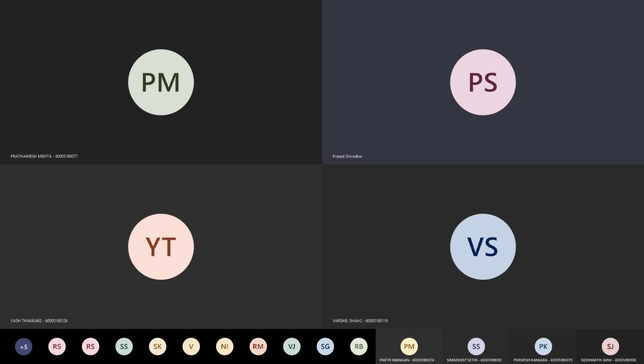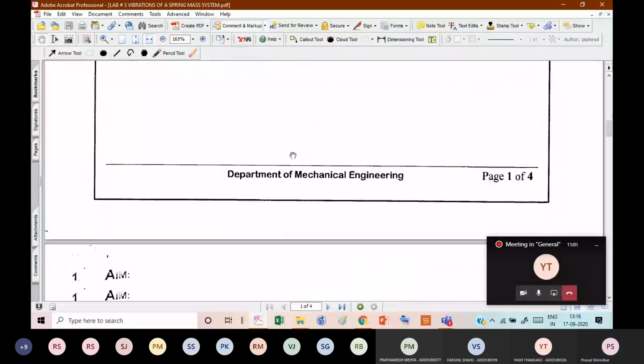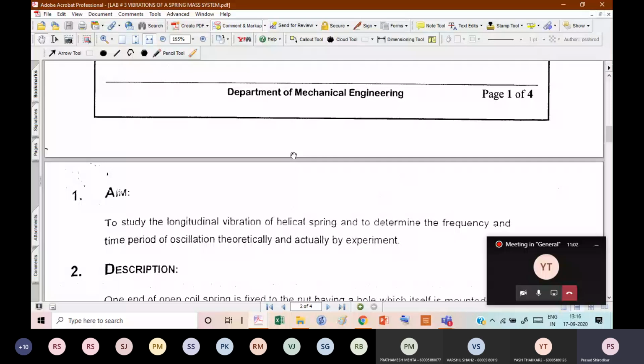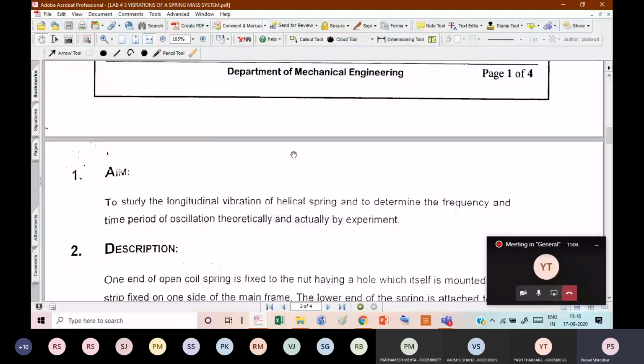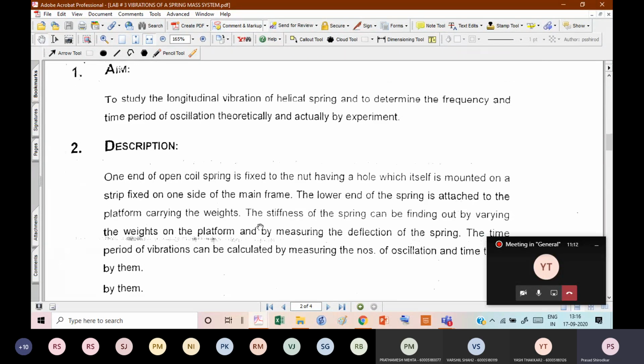All of you open up the write-up. Okay, are you able to see this write-up on the screen? Yes, sir. Okay. So today we are going to do the experiment on longitudinal vibration of helical spring and to determine the frequency and time period of oscillation theoretically and experimentally. Okay, so this is the procedure.